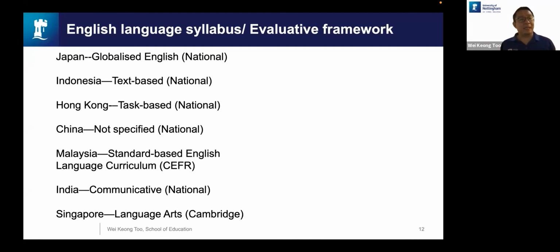And Singapore. Because they themselves are in a very unique situation, their examination for O levels, they send to the UK for marking for English. So therefore, everything follows the Cambridge examination syndicate. So you will see there are more nationally developed bodies right now. And if you look at the different types of syllabus being used, it's also different, and it also tells us about the social background of the students.